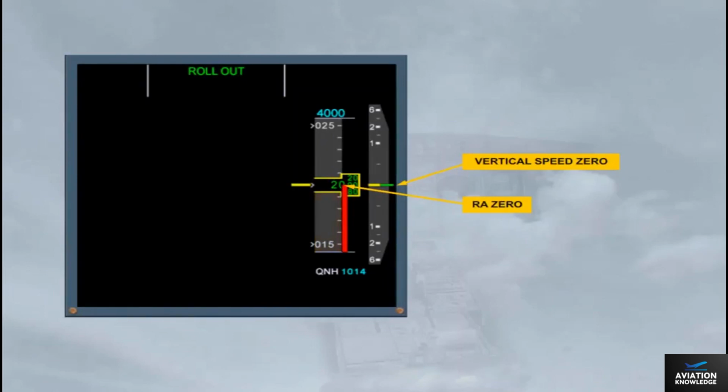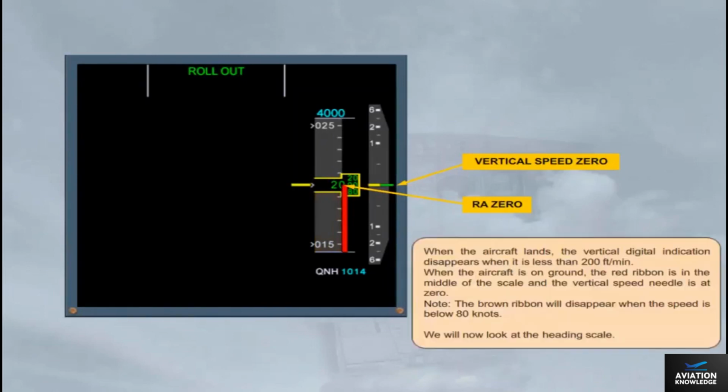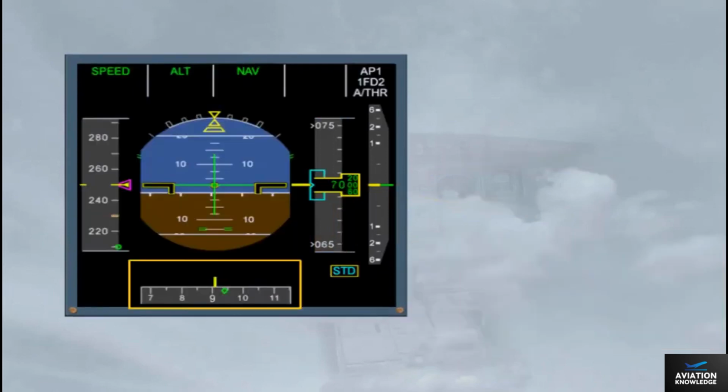We will now look at the heading scale. The heading scale displays a conventional compass.